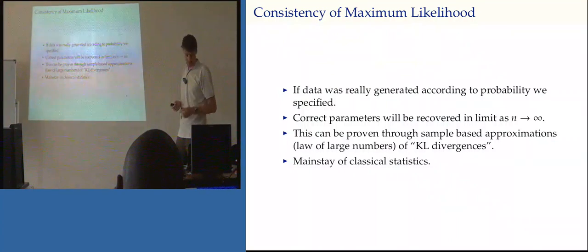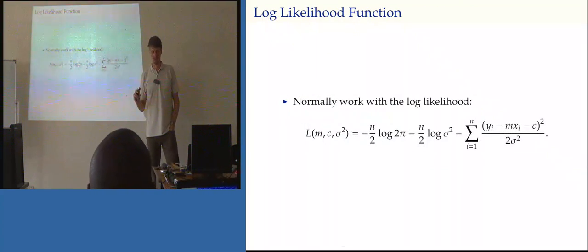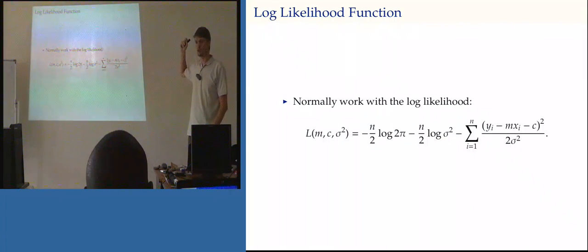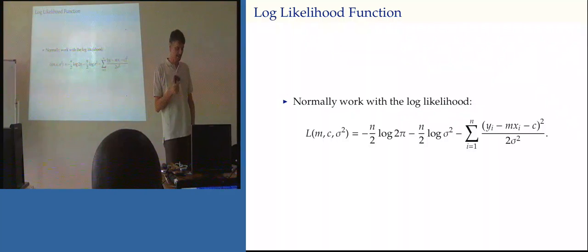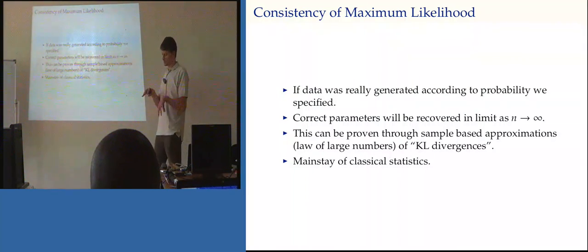Maximum likelihood is a more recent thing, but it's shown to be consistent. What do we mean by consistent? If the data was genuinely sampled from the model we've specified, then what you can show is that as you go to infinite data, you will recover the correct parameters. So, if the data was genuinely sampled from a line with m and c as the scale and the offset and had a variance of sigma squared, then if you take the data to infinity, you will recover the correct parameters. That's proven using the law of large numbers, and it's one of the justifications of maximum likelihood, which is based on minimizing the KL divergence between 2 distributions.